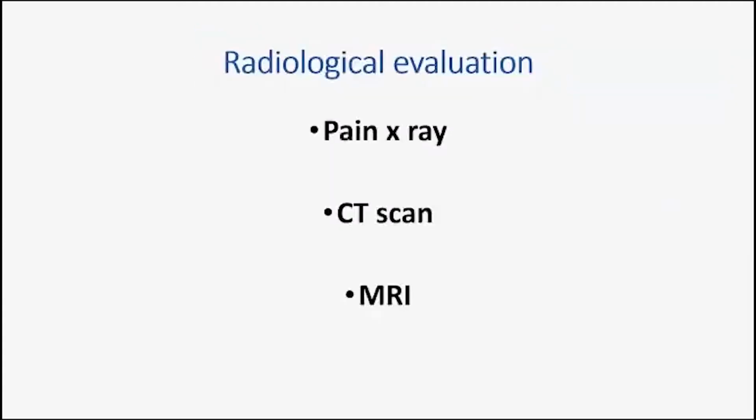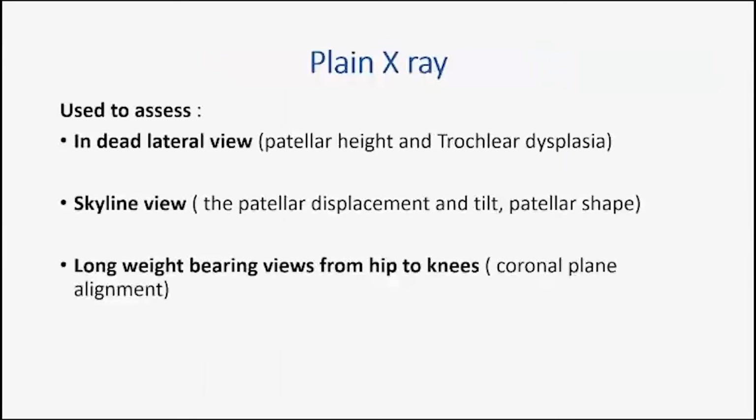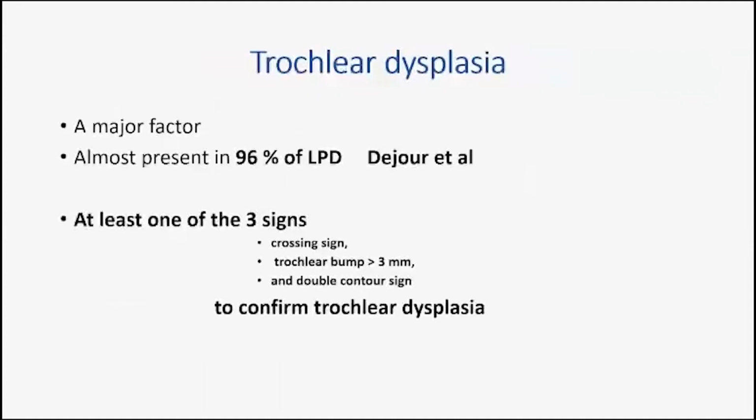Radiological evaluation, we will do everything: plain X-ray, CT scan, and MRI. In the plain X-ray, ask for lateral view, skyline view, and long weight-bearing films to identify any coronal malalignment. Trochlear dysplasia is a major risk factor and is almost 96% present in patients with lateral patellar dislocation, according to Dejour. He describes that having at least one of three signs may identify and confirm presence of trochlear dysplasia, which are the crossing sign, the trochlear bump, and double contour sign.